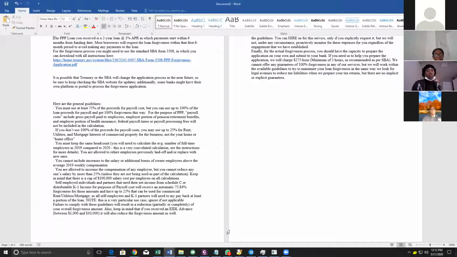So this applies to everybody else on the call. If you're self-employed, an independent contractor, or a partner in your business, and it's really just you, you cannot give yourself a bonus, unfortunately, during this period, and you cannot get a salary increase to do the calculation. You're allowed to increase the compensation for any employee, but you cannot reduce anybody's salary by more than 25%. Keep in mind that there's a cap of $100,000 salary cost per employee on all calculations.